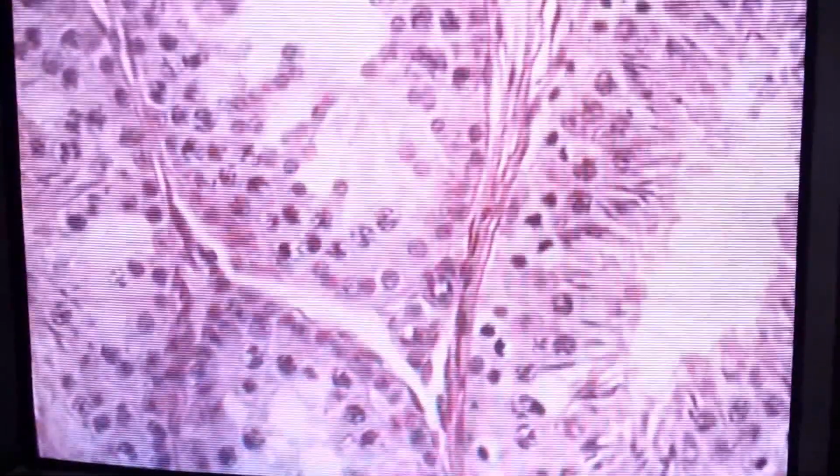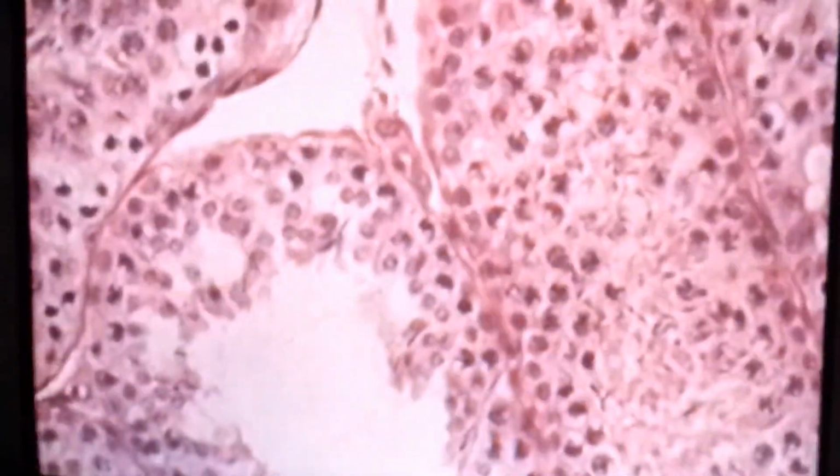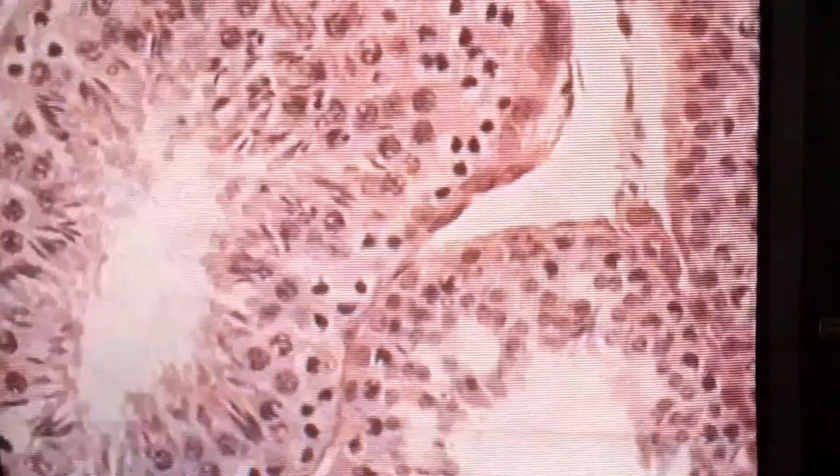A cross-section, mostly cross-ish sections of what? Seminiferous tubules. And I don't know why this thing is just not holding its focus. Would you have a scope between primary and secondary spermatocyte, right? I might, if I had them in context.